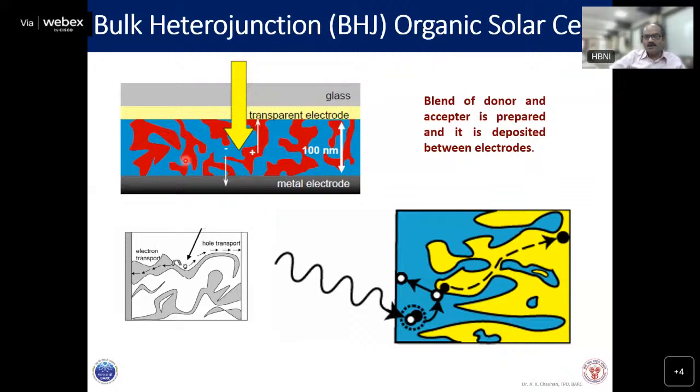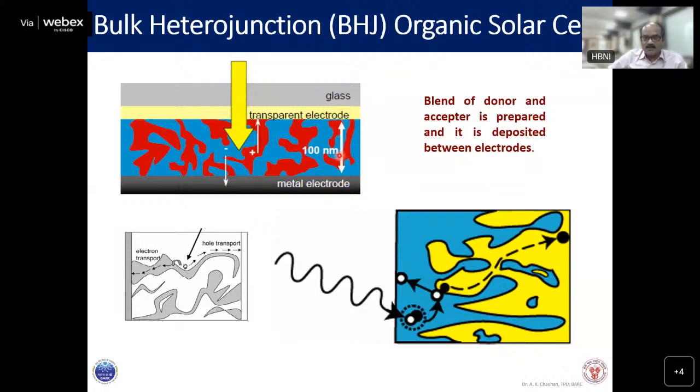However, you have a blend of donor and acceptor. So suppose this is your donor and this is your acceptor. So you can have this kind of structure. Here you are having acceptor, here you are having donor. It can be like anything. You have just mixed it, so the structure can be of any type. And this total thickness still remains 100.